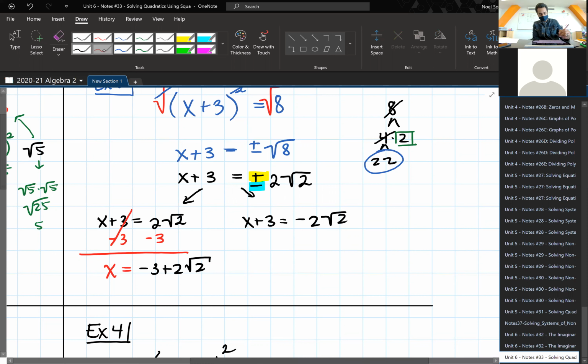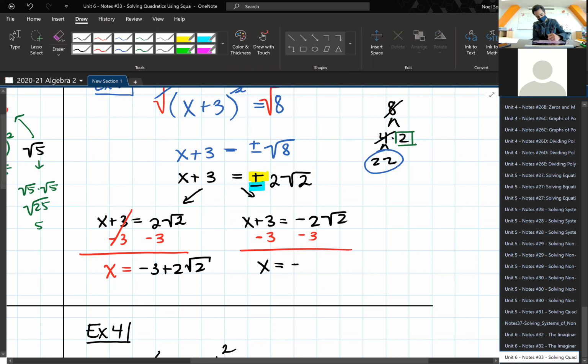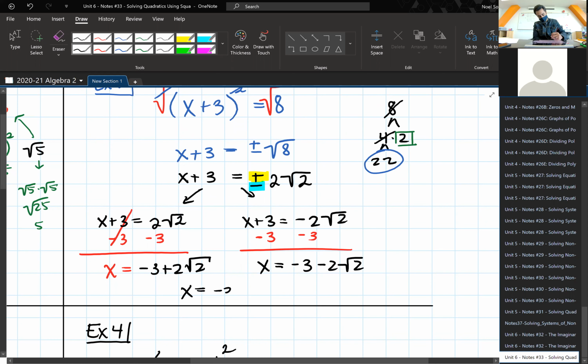And then that means on the other side, if we subtract 3, that gives us x is equal to negative 3 minus 2 root 2. So x equals negative 3 plus or minus 2 root 2. This would be my solution.